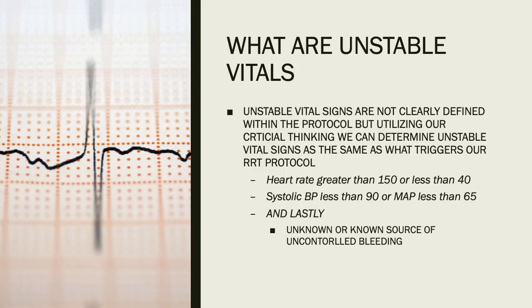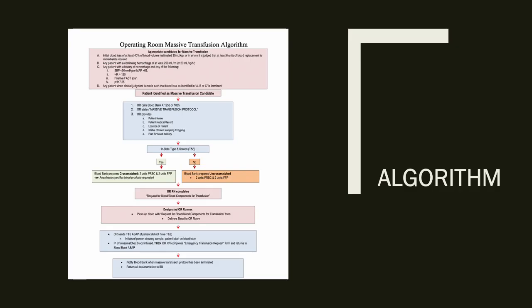So what are considered unstable vital signs? Funny enough, the protocol does not actually discuss clearly defining the vital signs, but utilizing our critical thinking, we can determine what unstable vital signs are, and what I did was I went into our RRT protocol and copy and pasted what they consider unstable. Heart rate of greater than 150 or less than 40, systolic blood pressure less than 90 or a MAP less than 65, and lastly, an unknown or known source of uncontrolled bleeding.